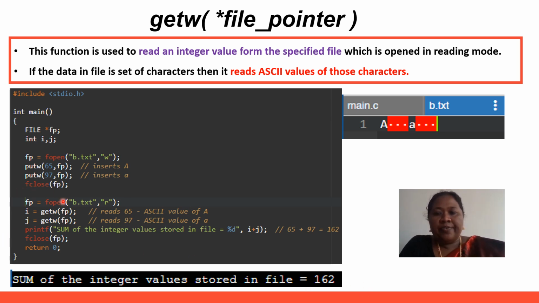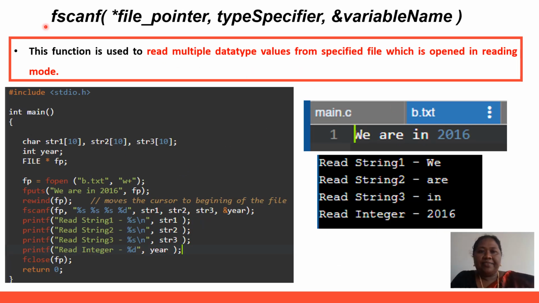At the end of every operation, you free up the memory space of the file pointer with the help of fclose, because if you want to use the same file pointer for some other operation or point it at some other file, you have to close it first and then you can reuse the same file pointer again. So this is how, with the help of getw, you can read, and with the help of putw, you can write an integer value. The next function is called fscanf.